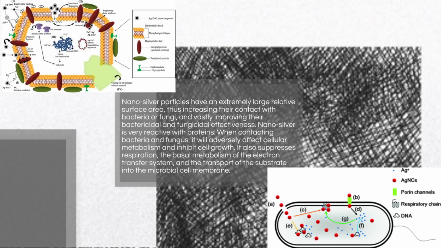Nanosilver is very reactive with proteins when contacting bacteria and fungus. It will adversely affect cellular metabolism and inhibit cell growth. It also suppresses respiration, the basal metabolism of the electron transfer system, and the transport of the substrate into the microbial cell membrane.